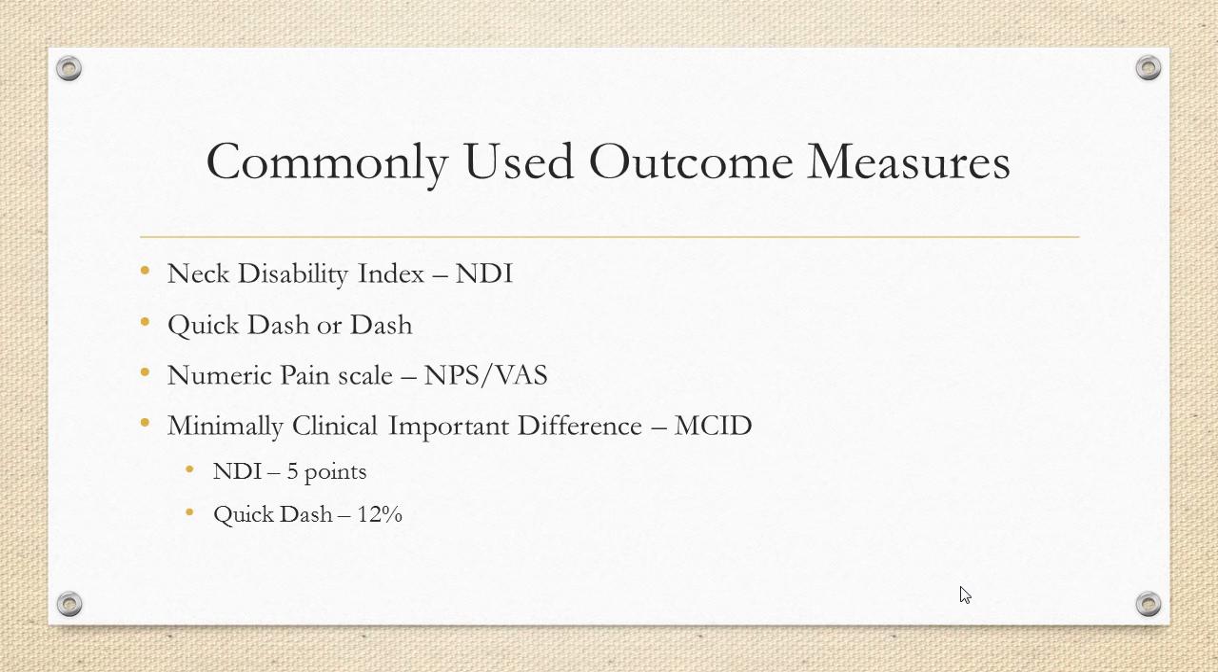With regards to the NDI and the Quick Dash, it's important to understand what the minimal clinical important difference is for each of these tests, as well as any of the tests that we utilize. The NDI is 5 points, the Quick Dash 12%. And just a quick reminder, the minimal clinical important difference is that statistically significant change in a score that the patient perceives as important to them with regards to their functional mobility and dysfunction.